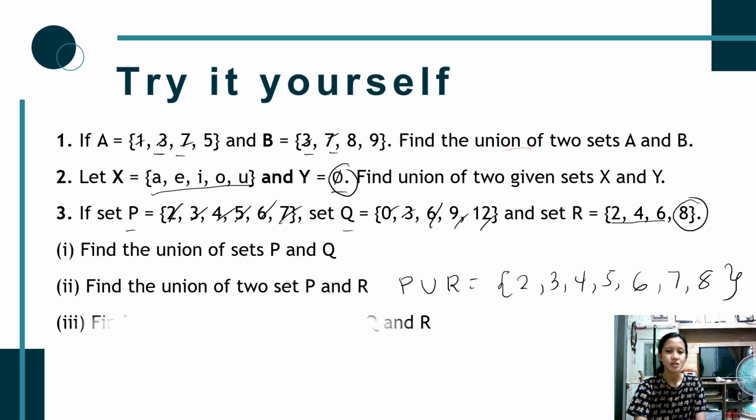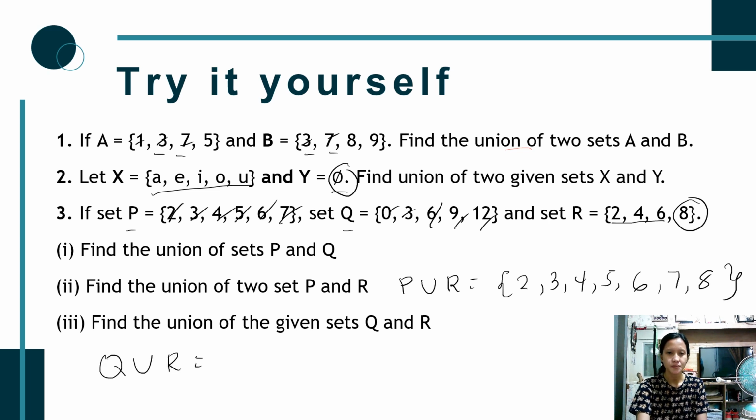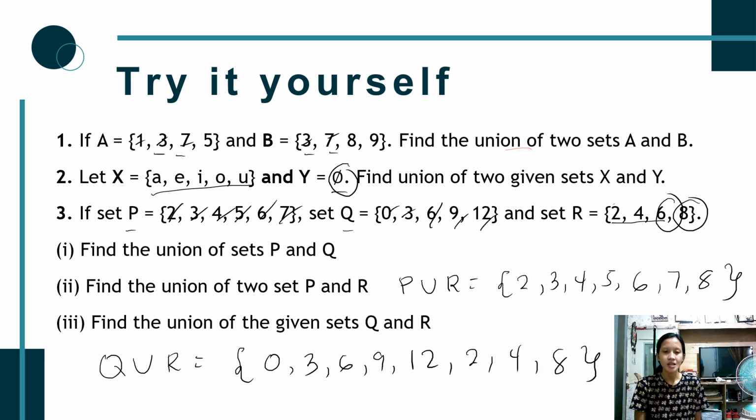Okay, next and last example. Find the union of two given sets Q and R. So Q union R is equal to, where's Q? We have Q: 0, 3, 6, 9, and 12. These are the multiples of 3. And for R, the repeated element is only 6. Therefore, we will write 2, 4, and 8. So we will write all the elements down: 0, 3, 6, 9, and 12, and 2, 4, and 8. So these are our answers for the union of sets.